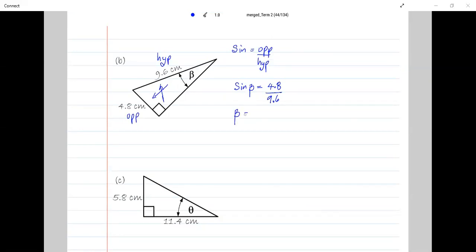If I know the sine of an angle, to find the angle, I'm going to use sine inverse. So beta is equal to sine inverse 4.8 over 9.6. Beta is therefore equal to, so you're going to press shift, then sine, open bracket, 4.8 divide by 9.6, close bracket, and then press equal. Beta is 30 degrees.